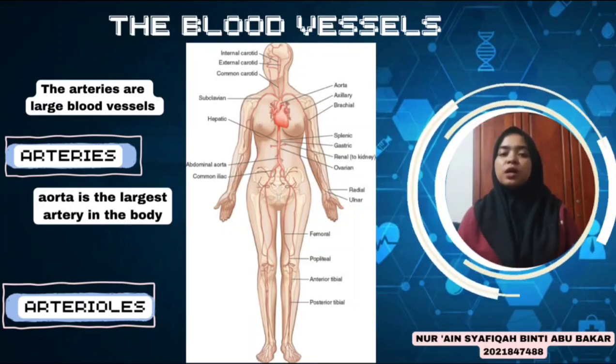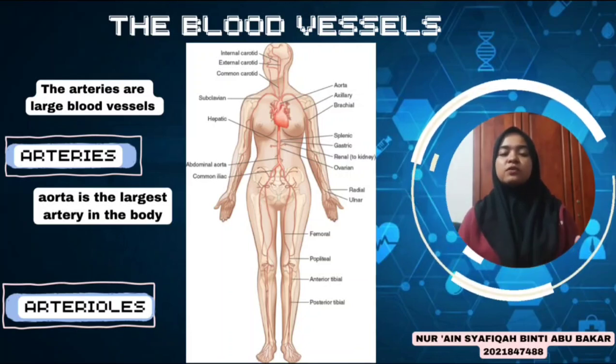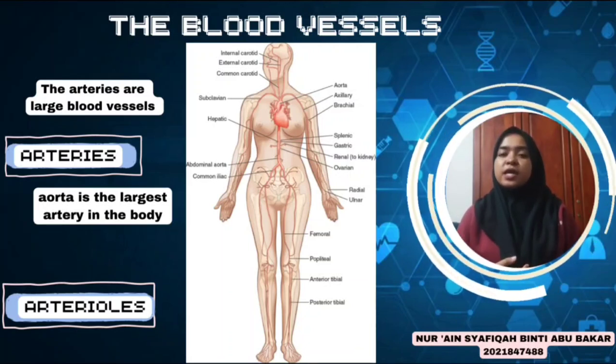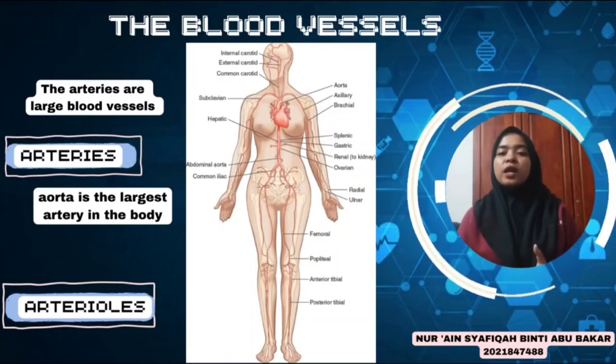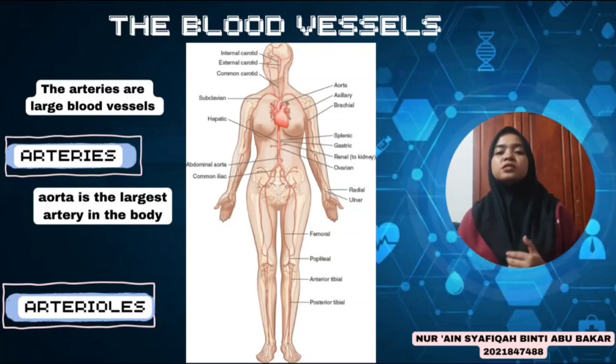The arterioles are the smaller, thinner branches of arteries that deliver blood to the capillaries. As blood enters one end of the capillary bed, the rate of flow of arterial blood slows.